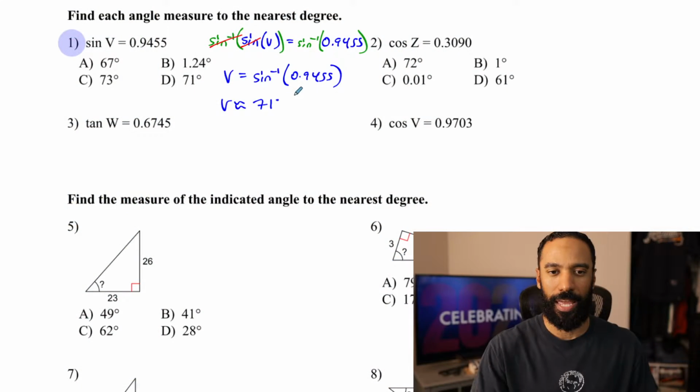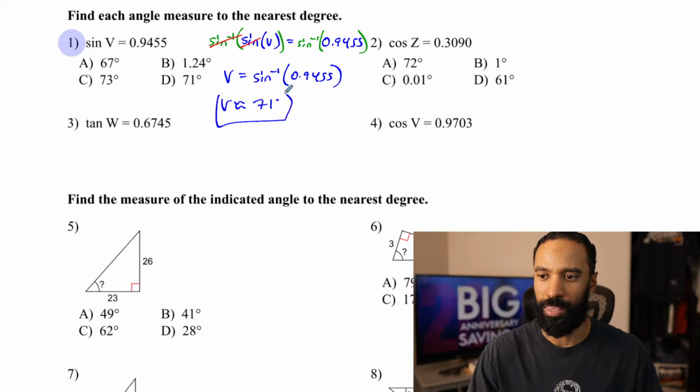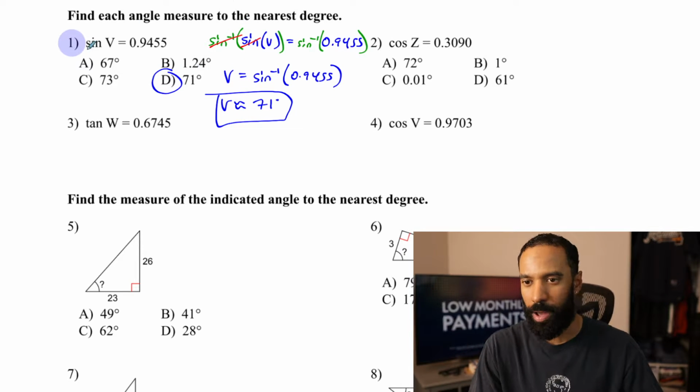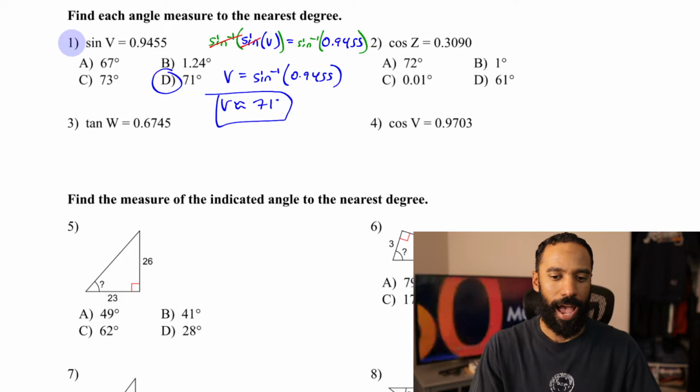70.996. V is about, they said to the nearest degree, 71 degrees to the nearest one. So that's what we're getting here, 71 degrees. That answer I just put right there, that is D. Now all these problems work like that. It's all about inverse items.